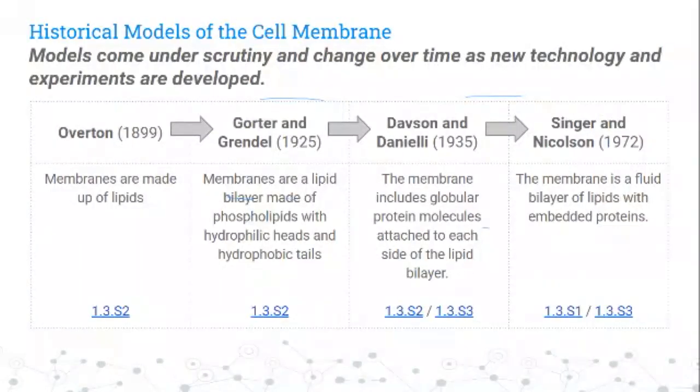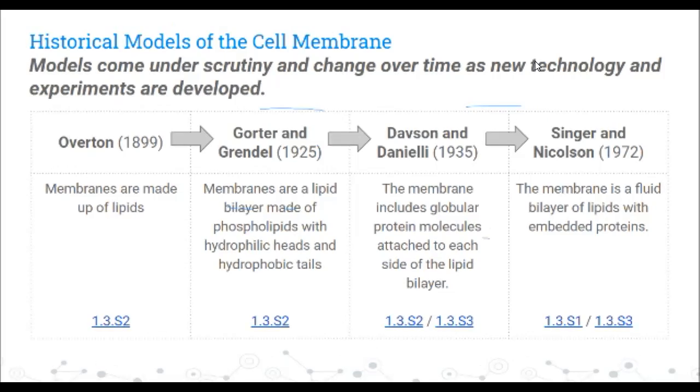There are some historical models of the cell membrane that you're going to look at, with specific scientists and specific years and what they discovered. Look at what we have on the screen. The first discovery was in 1899, by Overton, and he discovered that membranes are made up of lipids. We shall have to discover what he did.